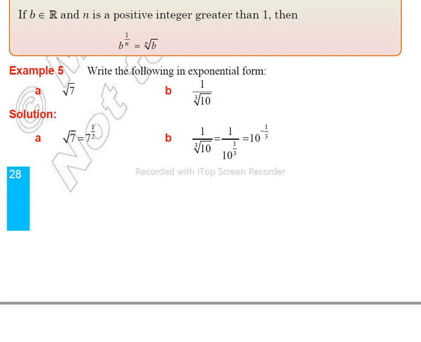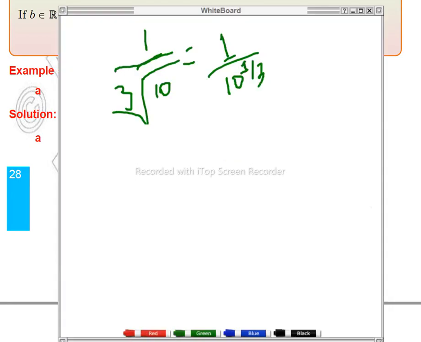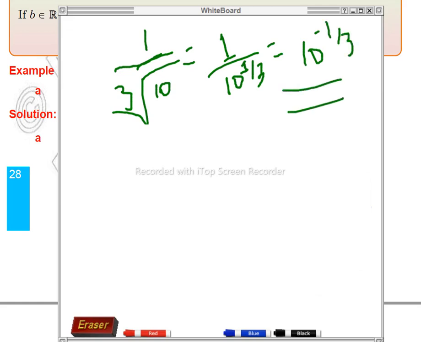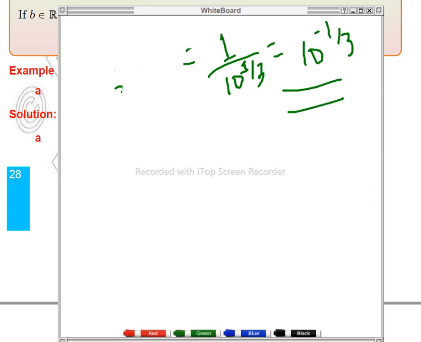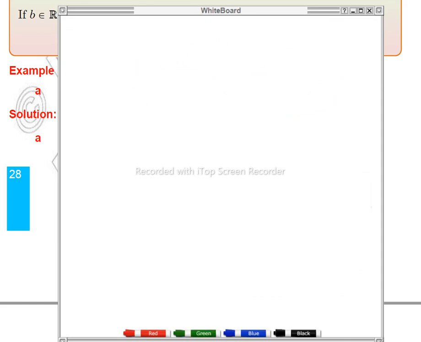It is not simplified more than this. We can also rewrite this with a negative exponent. We can write this as 10 to the power of negative 1 over 3, because when the power is negative, we can write the reciprocal. So it looks like this. We will see another example.